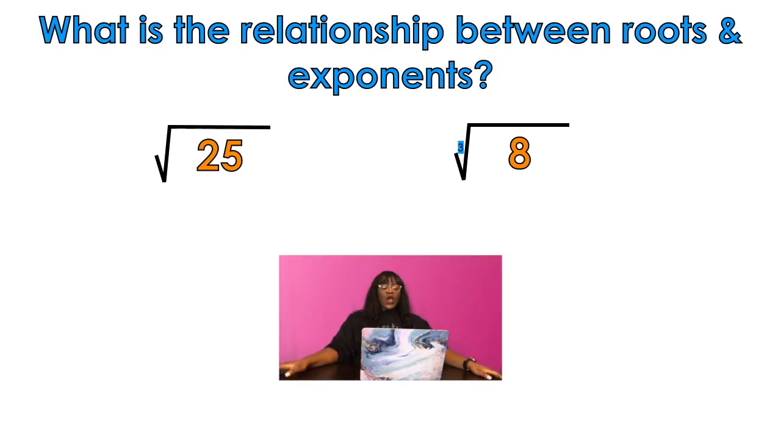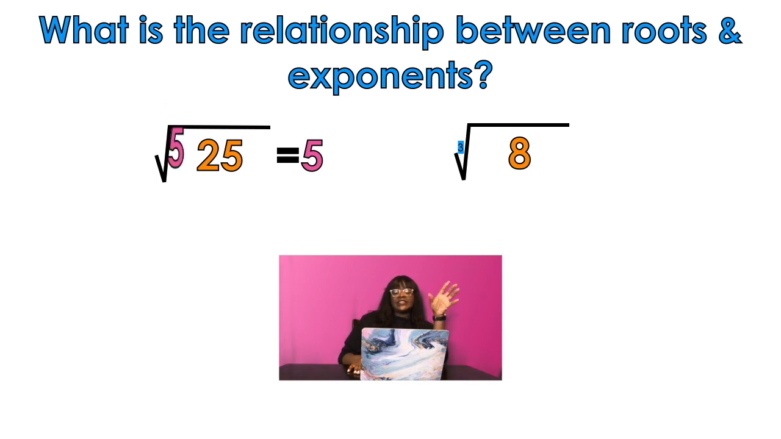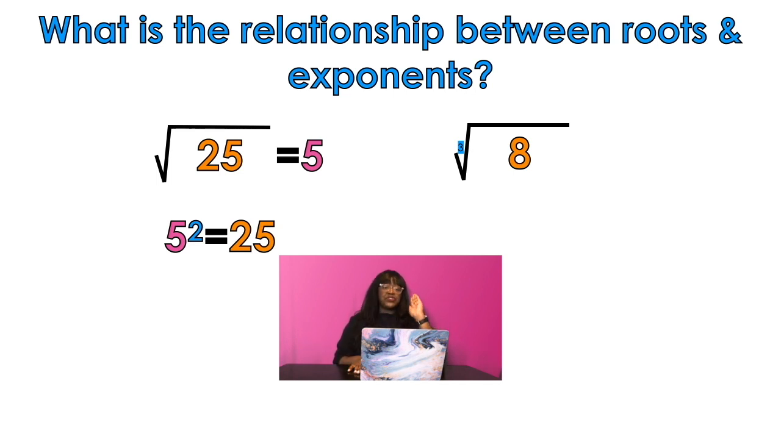What is the relationship between roots and exponents? So let's say you have the square root of 25, right? We all know that the answer to that is going to be 5. And negative 5, but we'll just talk about principal roots for now, okay? So I know that that's the answer because 5 squared equals 25. So it takes two 5s multiplied by each other to get me 25.